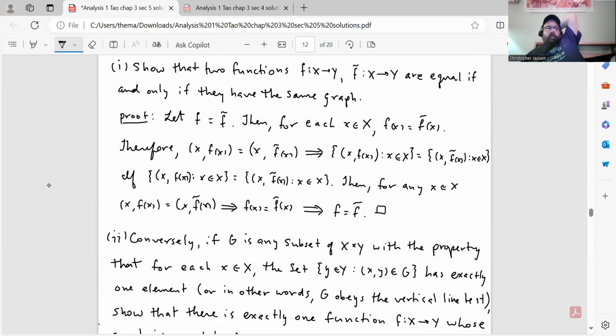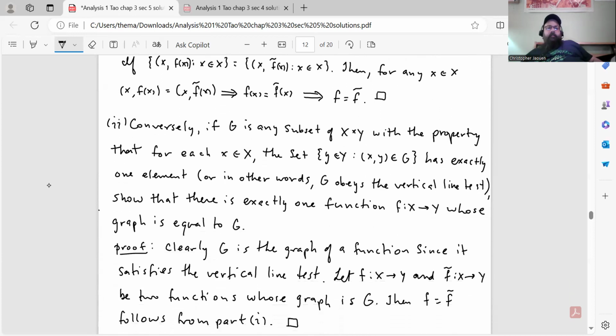So the ordered pairs x comma f of x equal the ordered pairs x comma f tilde of x, which implies that the graphs are the same. And then you show that the graphs being the same implies that the functions are the same. So if the two graphs are equal to each other, then for any x in X, x comma f of x equals x comma f tilde of x, which implies that f of x equals f tilde of x for each x in X, which means that f is f tilde.